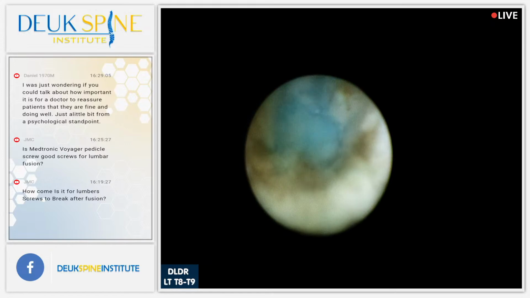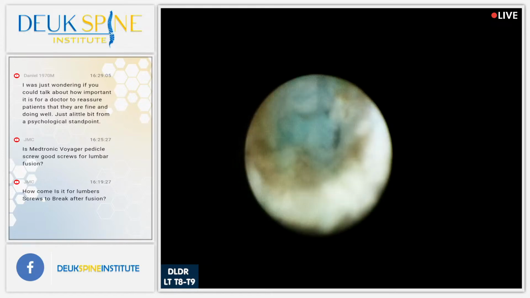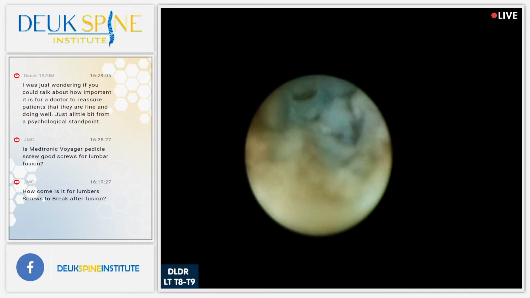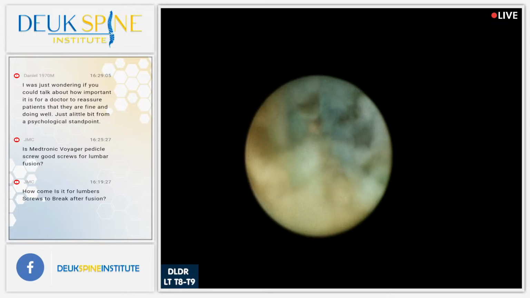Oh, herniation, you guys see it? Blue, beautiful. Oh, poor man is having so much pain. This is going to feel so good. This blue thing just balled out.